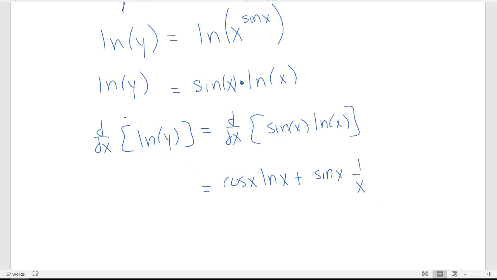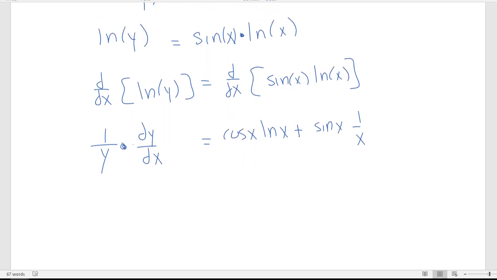Now when I look at the left-hand side, the variable I'm differentiating is x. The variable in my expression is y. Now again, this is an implicit derivative technically because y is a function of x. Remember, y equals x to the sine x. So y is a function of x. So what's the derivative of the outer function? It's 1 over the inside, and then we multiply by the derivative of the inside. And this is what we're looking for. We're looking for the derivative of my y function with respect to x.